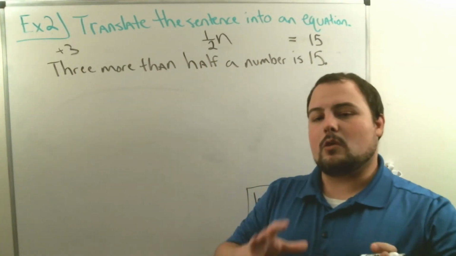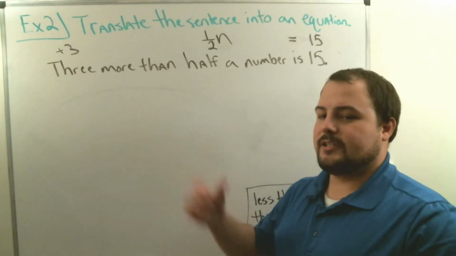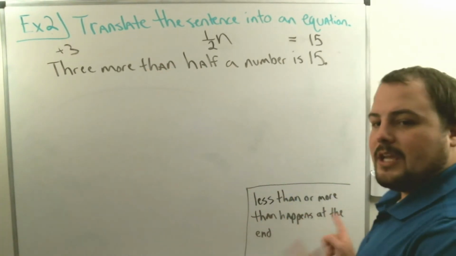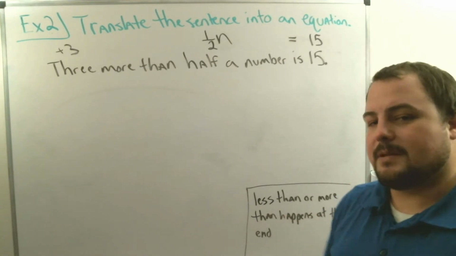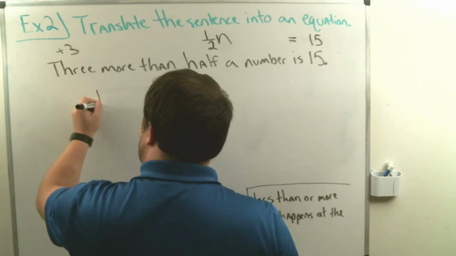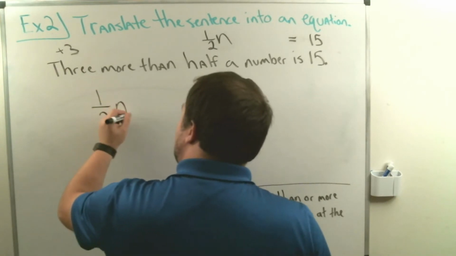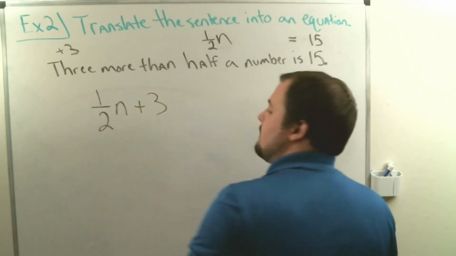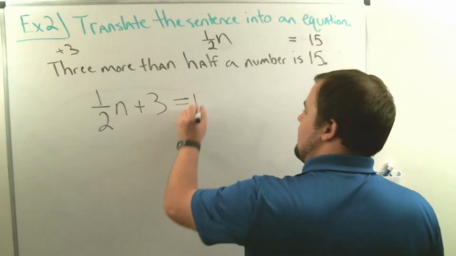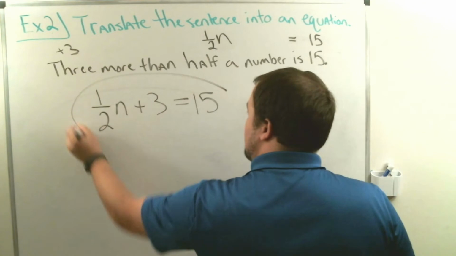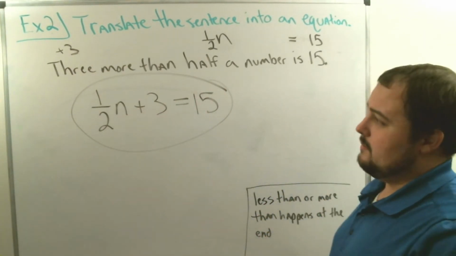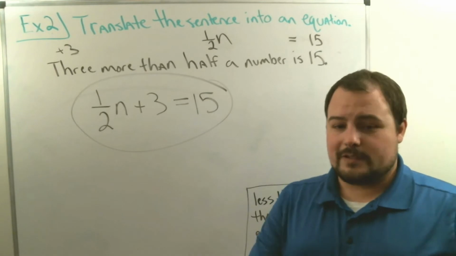Now we're just going to reorder it and make sure it matches what the sentence says. It says 3 more than half of a number. Again, the words "more than" mean it happens at the end. So we're going to take half of a number and add 3, and that answer is going to equal 15. And this is our answer. We have written this statement as an equation. And that's all we had to do for this example.